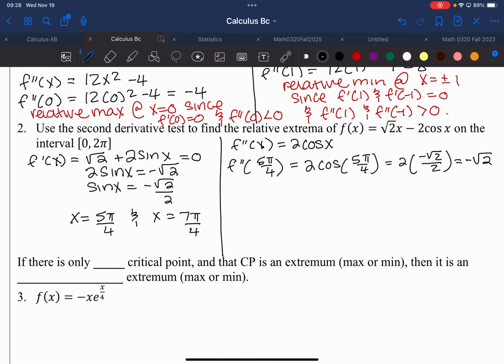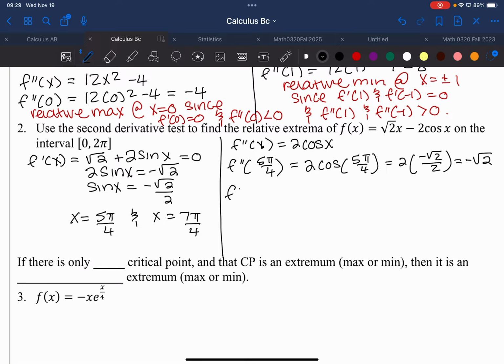Again, if you had the option of calculator on this part, you could plug it in, but you wouldn't get that nice negative square root of 2. I wouldn't say it would matter too much because we're just looking to see if that's negative or positive, right? So if you got a negative answer, then you would know you'd have a relative max. A positive answer, you'd have a relative min.